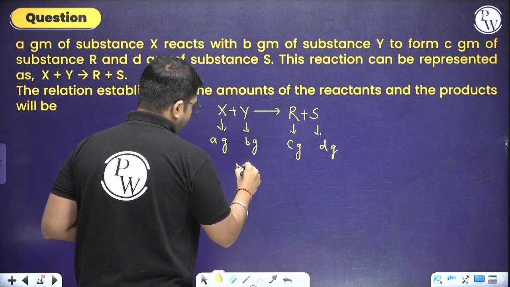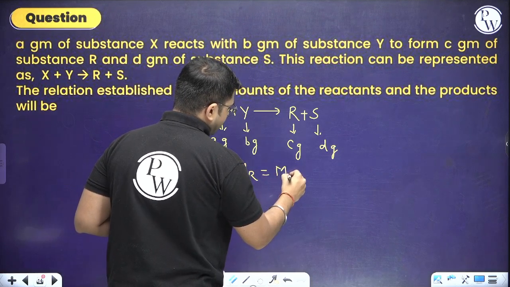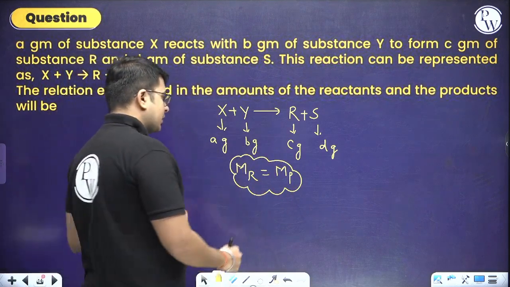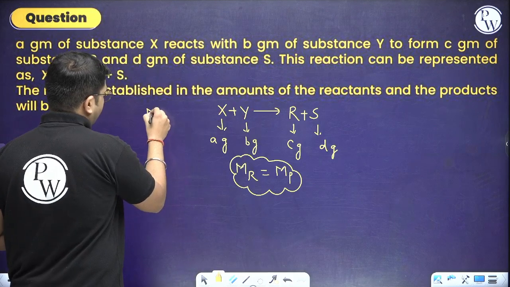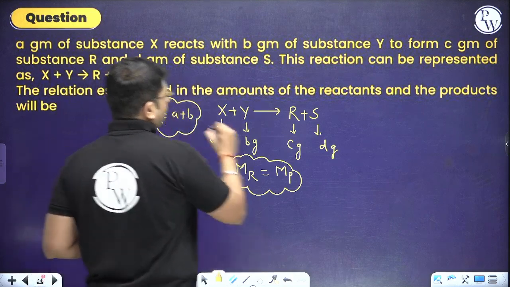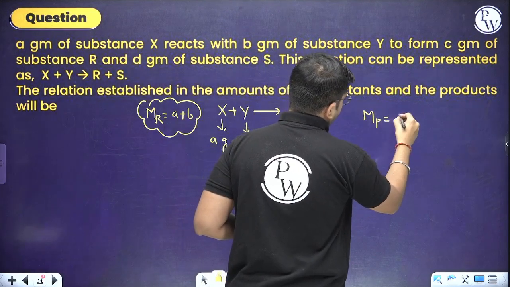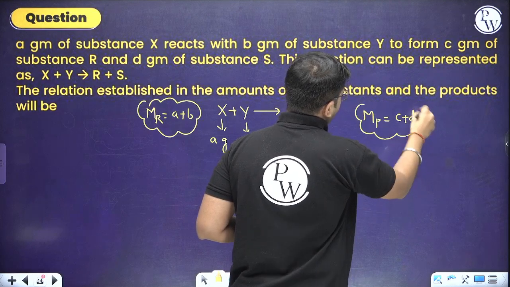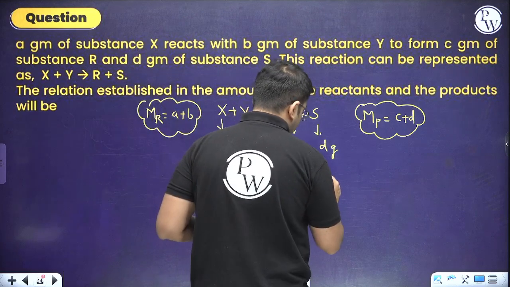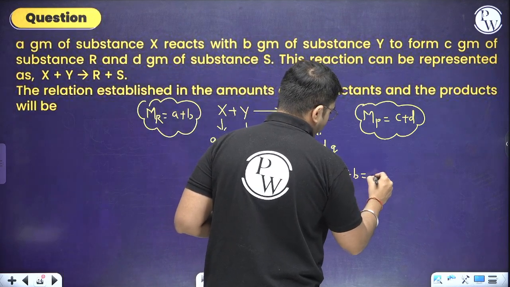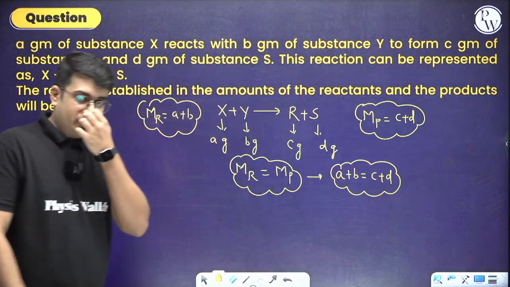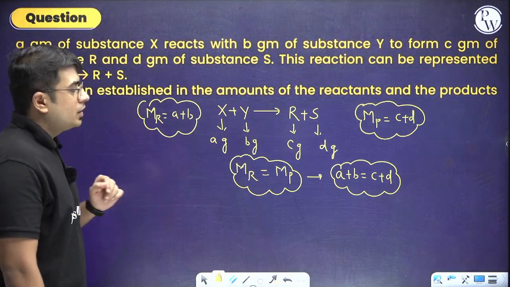So we know that mass of reactant will be equal to mass of product according to law of conservation of mass. So we can say the mass of reactant will be A plus B grams. Mass of product will be C plus D grams. And we can say this situation is going to hold clearly for this law. So it means that A plus B will be equal to C plus D. I hope this entire part is clear to everyone. Very simple question related to law of conservation of mass.